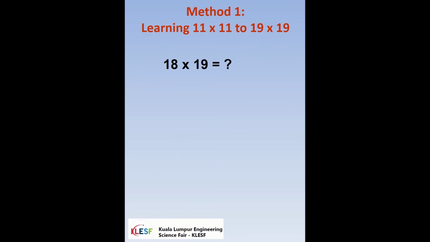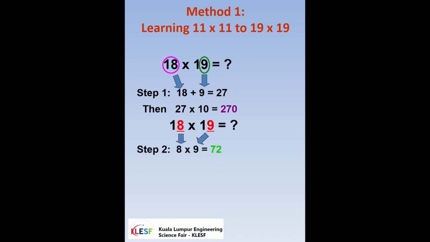18 times 19. 18 plus 9 is equal to 27. Then 27 times 10 is equal to 270. Then 8 times 9 is equal to 72. 270 plus 72 will give us 342.